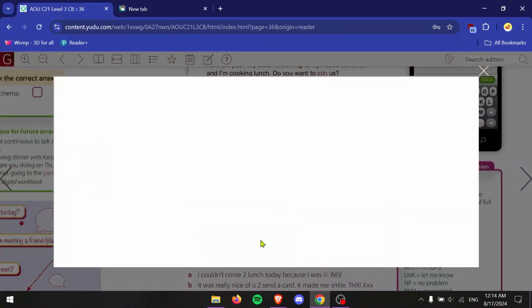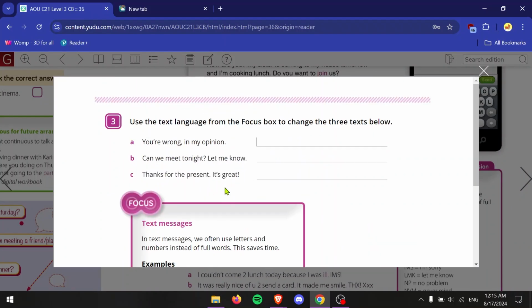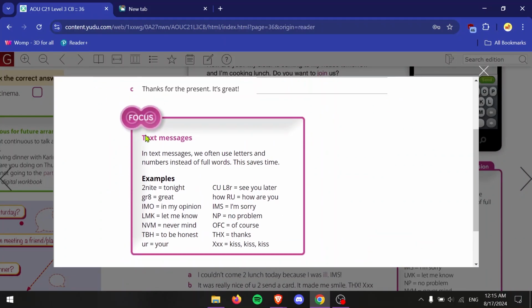I think the focus box is inside this, so it makes it easier. Yes, it is. So let's take a look at the focus box with some of the text messages and what they mean. So it says, in text messages, we often use letters and numbers instead of full words. This usually saves time. I use some of these myself, although not all of them, because it makes it look very weird, and it just becomes annoying to read at some point. And it's also extremely unprofessional, so don't use these except with like friends or something like that. Friends or perhaps family, they're okay with it. So these are some of the examples.